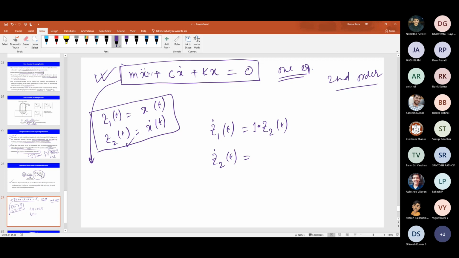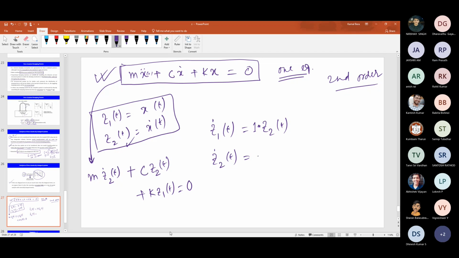So the first one will be m z2 dot t, plus c into z2 t plus k into z1 t equal to 0. Right or wrong? m into z2 dot t, then c into z2 t. I think I am correct. Correct? Yes, sir.